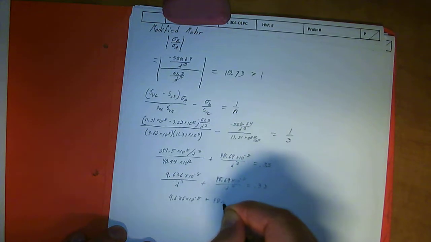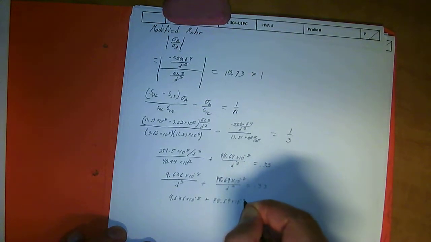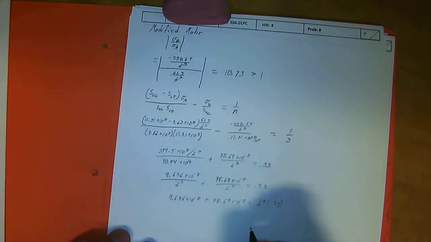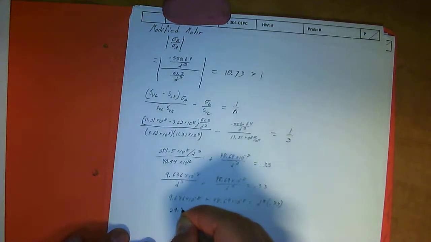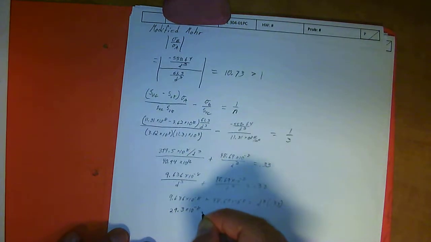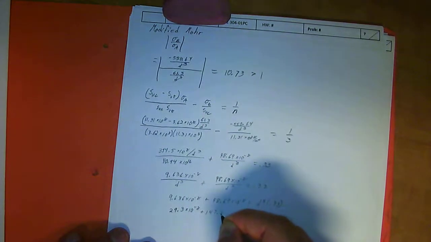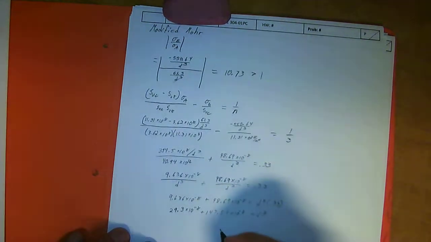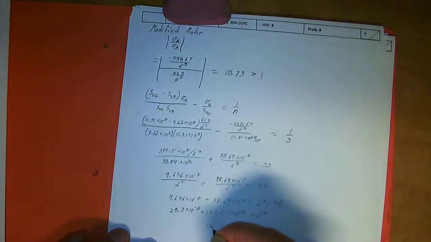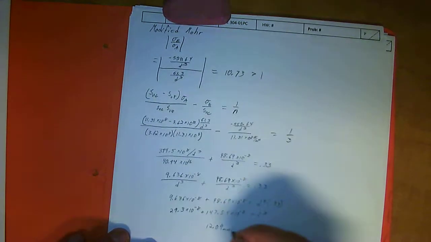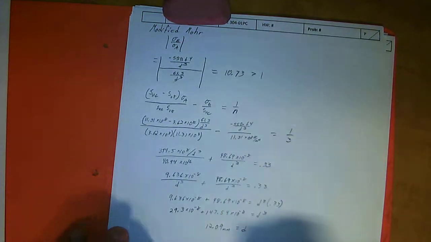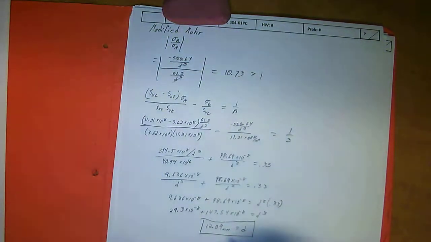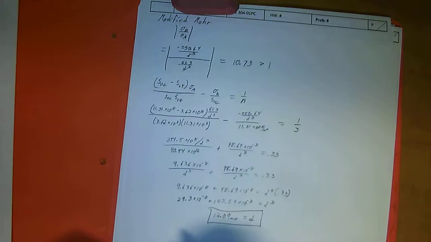So we get 9.636 times 10 to the negative 8 plus 48.69 times 10 to the negative 8, which is equal to d cubed is 0.33, which goes to 29.3 times 10 to the negative 8 plus 147.54 times 10 to the negative 8 equal to d cubed. And then solving that all out, you get 12.09 millimeters. There I skipped some steps, but they were shown in the last steps. Okay, so that was the modified Mohr diameter.